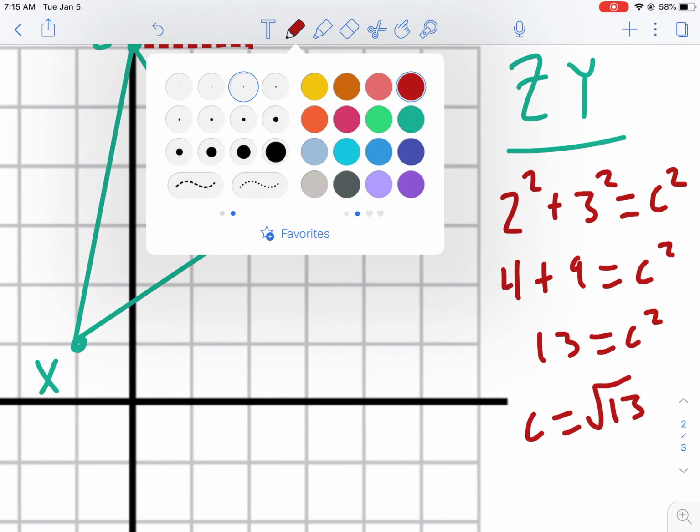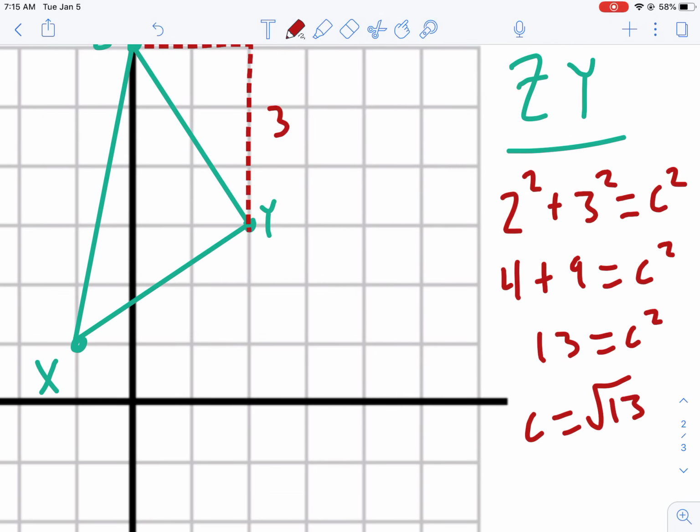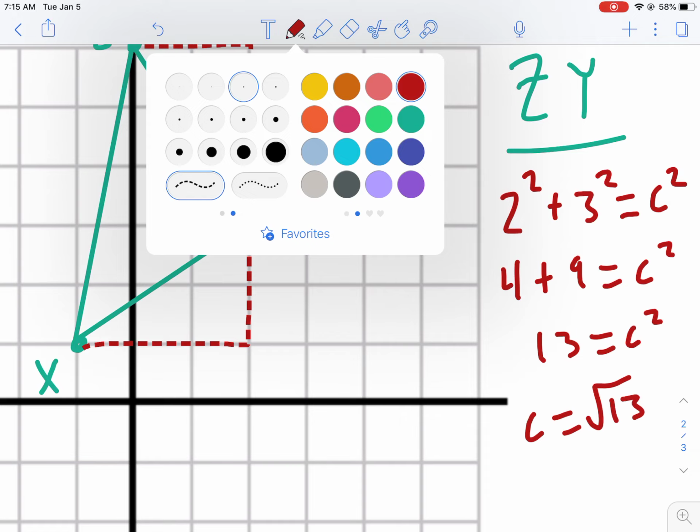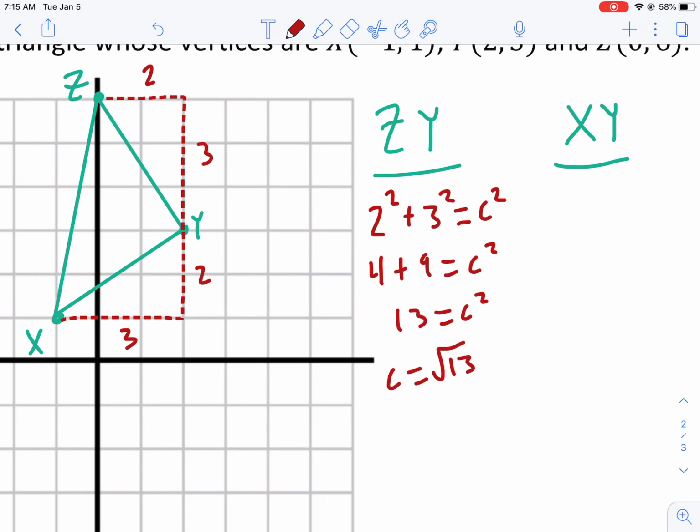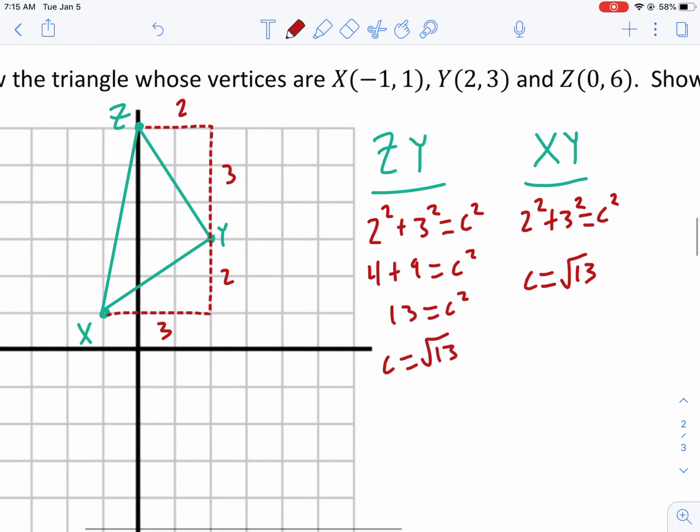So if we do it down here, we're going to figure out the same thing that we just did. This is 2, this is 3. So we actually have the exact same numbers that we did before. We have 2 squared plus 3 squared equals c squared, and so all this work is going to be the same. Again, we're going to get c equals the square root of 13. So these two sides we know are congruent.